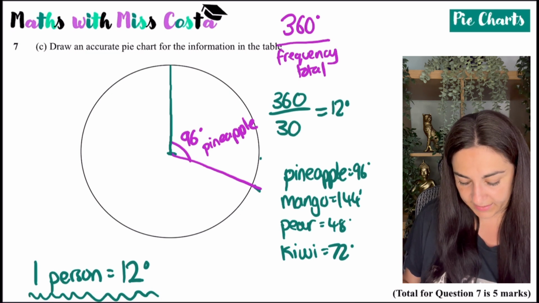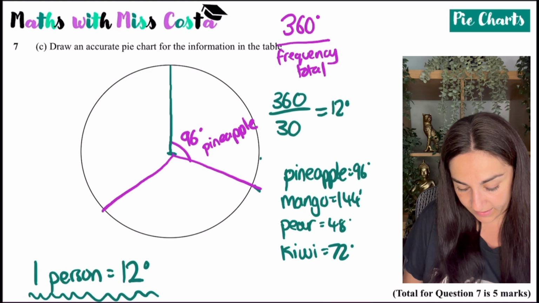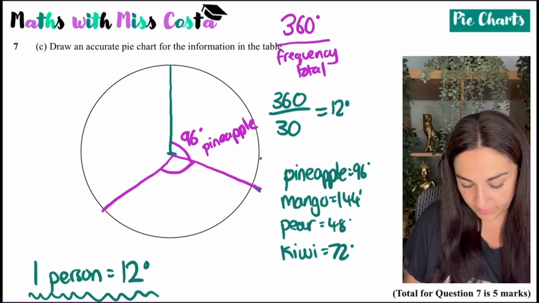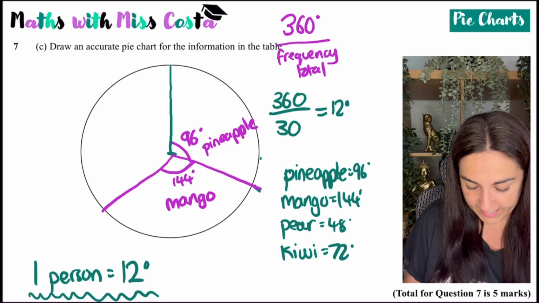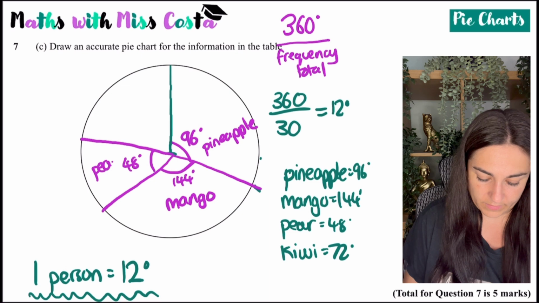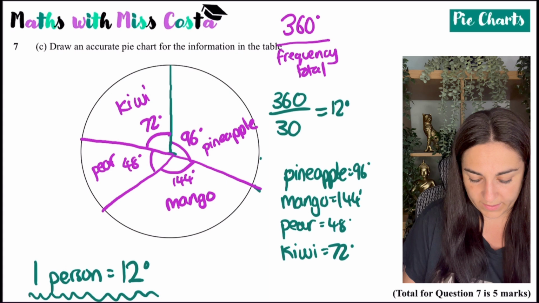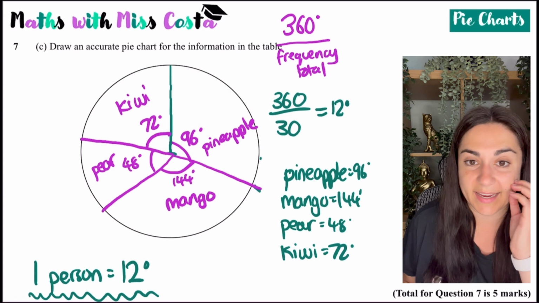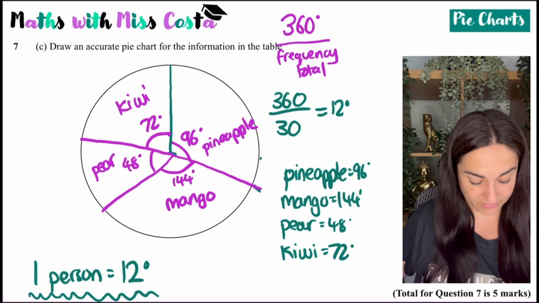Then I'd do the same for mango, so 144 degrees. So if I do that, that would take me over here. Yours is going to be a lot more accurate because it's on paper. I'd label it 144 degrees and mango. Then you've got pear, which is 48 degrees. Label it, say what it is, and then you're finally left with kiwi, which is an angle of 72 degrees. And double check it, they should all fit exactly. If they don't, then try measuring it again. But that's how we do our pie chart question.